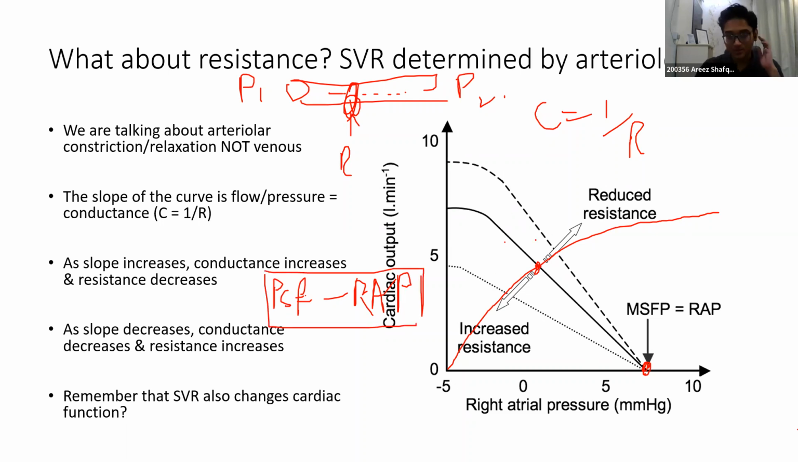Okay. So I want to get this point on resistance clear because this is a point of confusion as well. Shifting of the curve, remember, is blood volume or compliance. Changes in slope of the curve is conductance. Conductance is the inverse of resistance. If I make the curve more steep, that means I increased conductance, decreased resistance. I have to vasodilate. If I decrease the slope of the curve, that means decreased conductance, increased resistance. That means I vasoconstricted. Does this make sense?